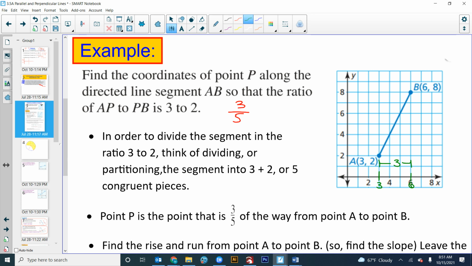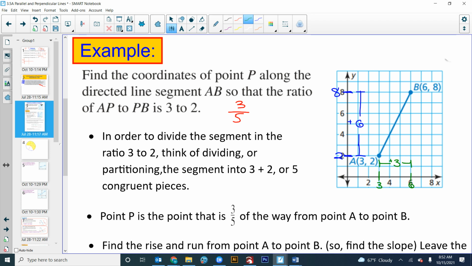Now the tendency is to do the rise first. That's the tendency because we get used to doing rise over run. I'm going to show you in a minute why that's not the best idea here. Now A has a y value of 2. B has a y value of 8. How much change is there up and down, from 2 going up to 8? You're going from A to B. You want a horizontal change of 3, a vertical change of, you said 6, right? Up 6 and right 3.